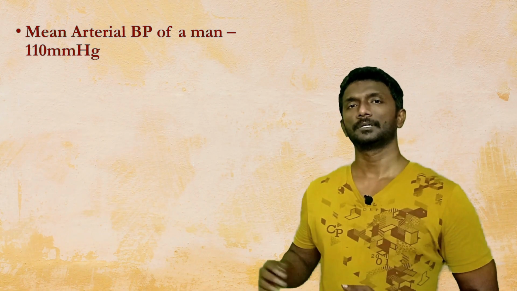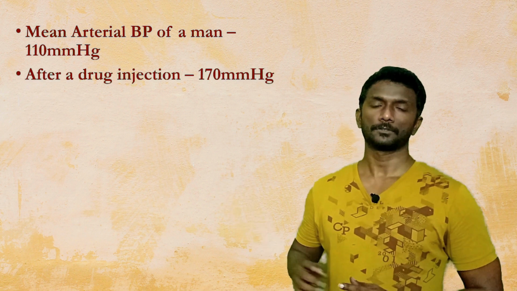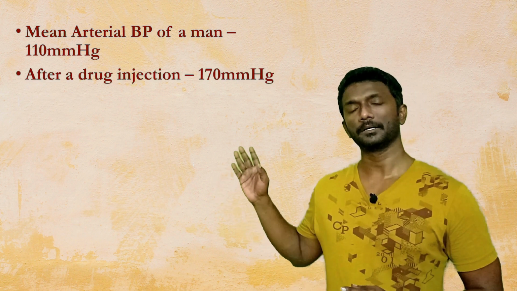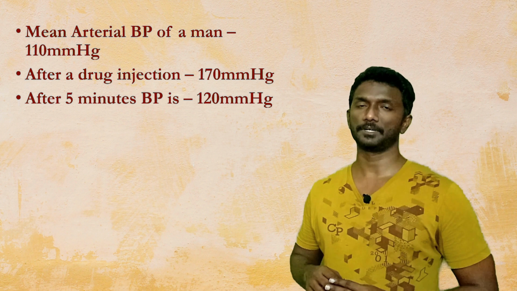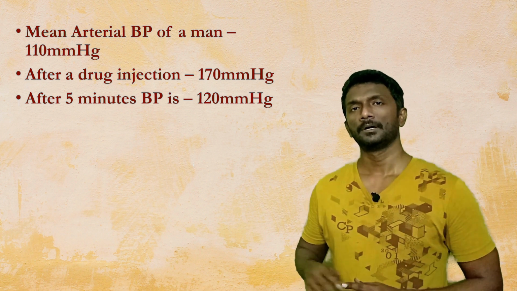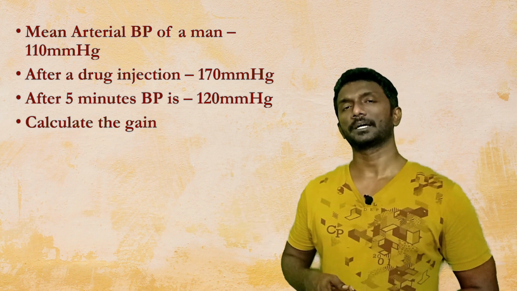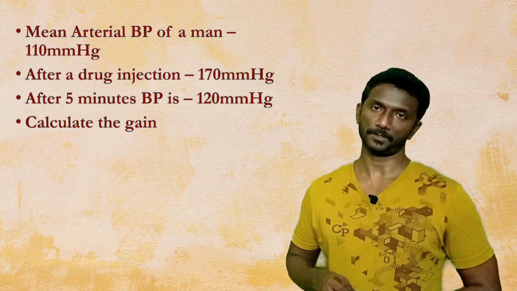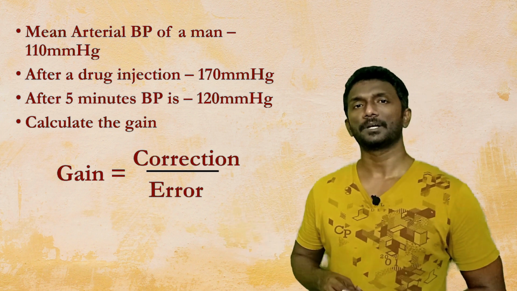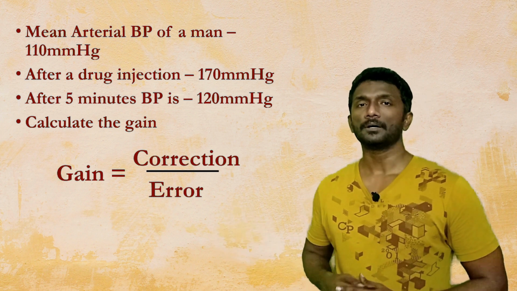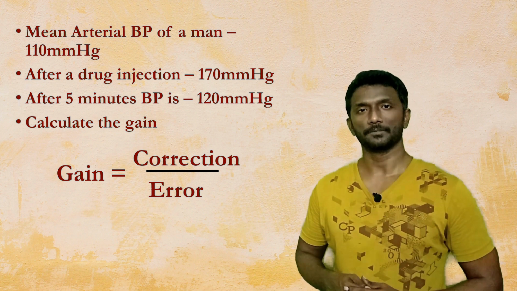So we'll look at this example. The mean BP of a person is 110. So we give him some drugs and immediately the BP shoots up to 170 millimeters of mercury. After about 5 minutes, his BP is again back to 120 millimeters of mercury. Now the question is calculate the gain, and you know the formula gain is equal to correction divided by error.